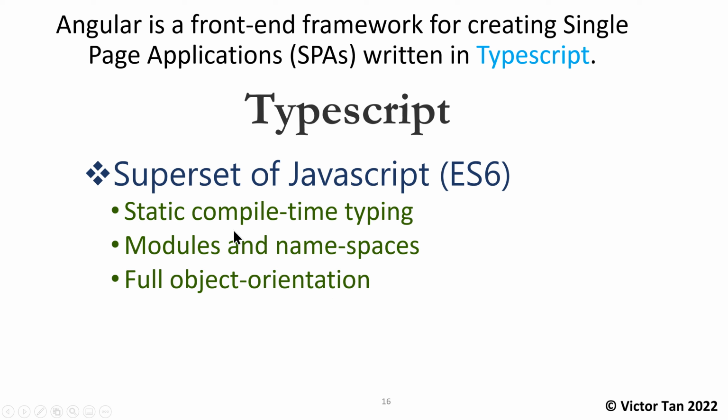Then it adds things like modules and namespaces for organizing large code bases. And most importantly, TypeScript makes JavaScript into a fully object-oriented language. Okay, so when you use TypeScript, it is almost already like a fully object-oriented language such as C#, Java, or even Python. Okay, now the original JavaScript is not object-oriented. So if you have ever worked with JavaScript before, you will know it is completely different from the way that objects work in Java or Python or C#.